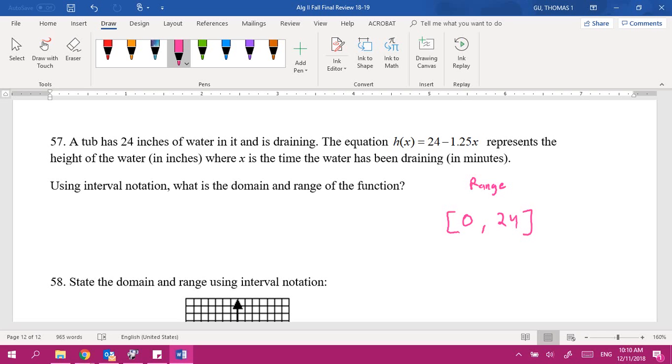Okay, that one's kind of common sense, right? How much water we can have in the tub from least to greatest. It starts at 24, and the least is when it's empty, it's 0.